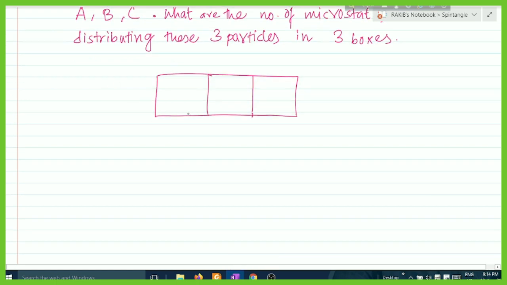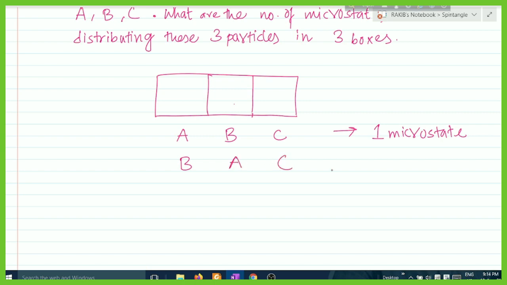Okay, so you can distribute like this: say in this box A, in this box B, in this box C. Therefore this is one microstate, the internal arrangement. Another microstate will be what? Say you can arrange them internally as BAC. This is another microstate. Say you can organize them as CAB. This is also one microstate.